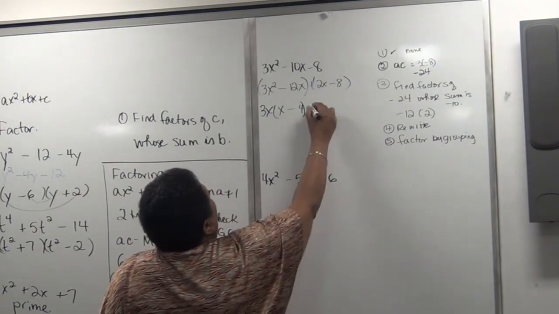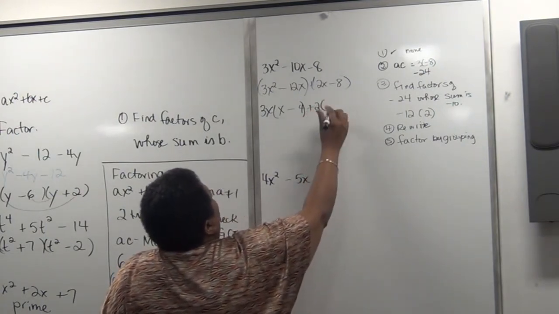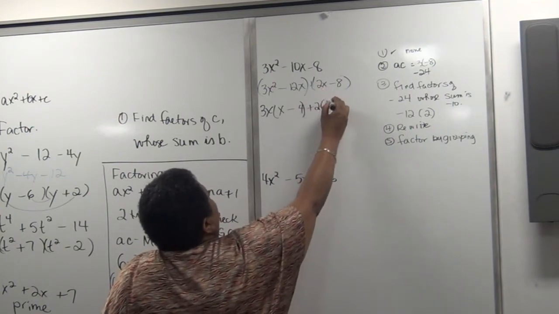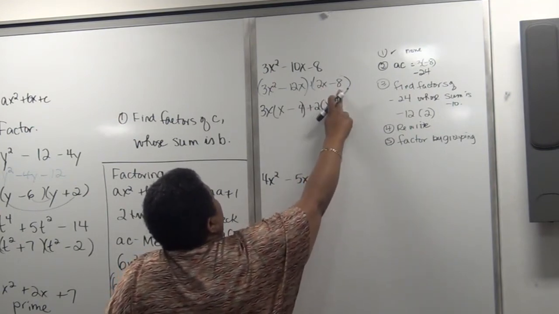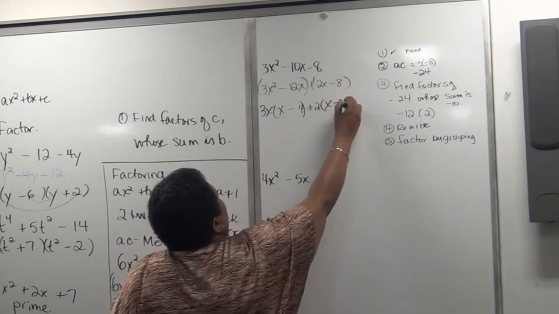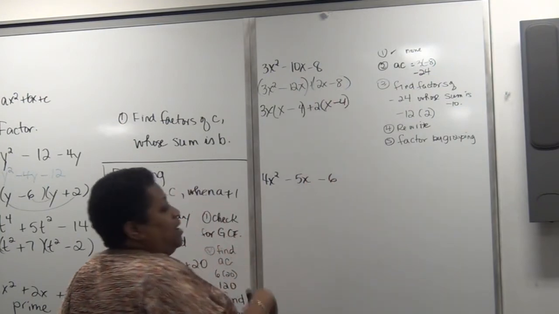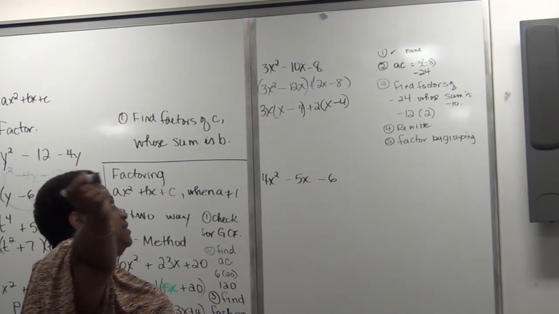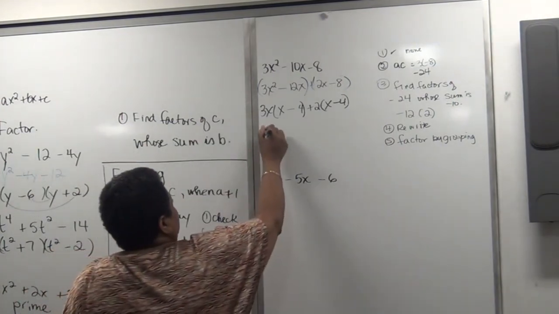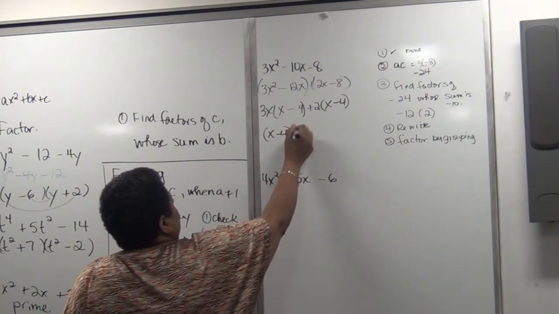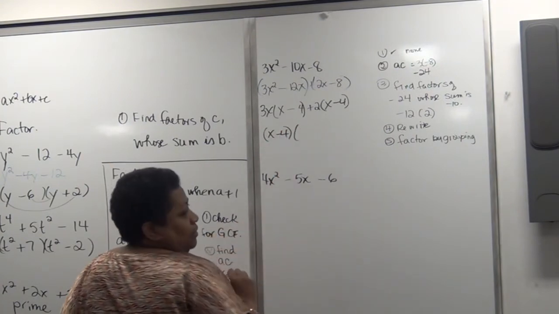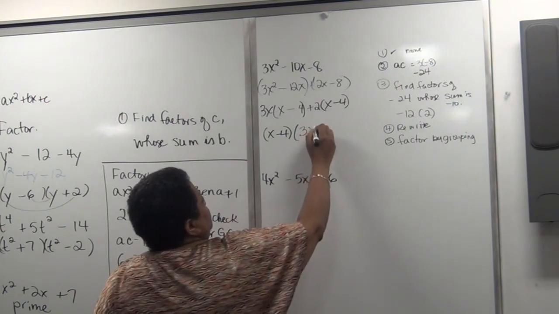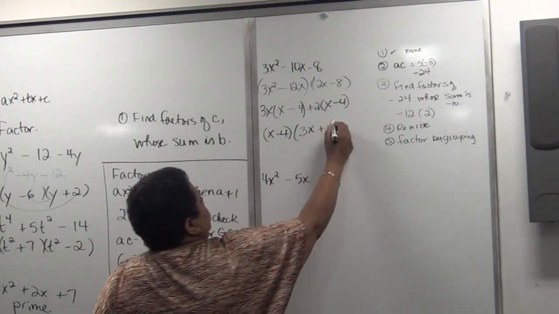2. So 2 times what will give you this? x minus 4. Okay, so now we have a common binomial, which is x minus 4, times 3x plus 2.